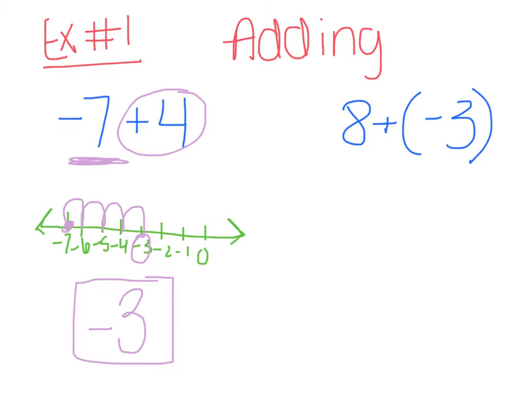Our second problem, 8 plus -3. Now, if you see something like that, it's exactly the same as writing 8 minus 3. Because adding a negative is the same as subtracting. So the answer to this one would just be 5.